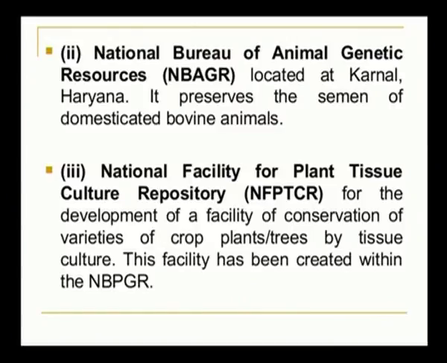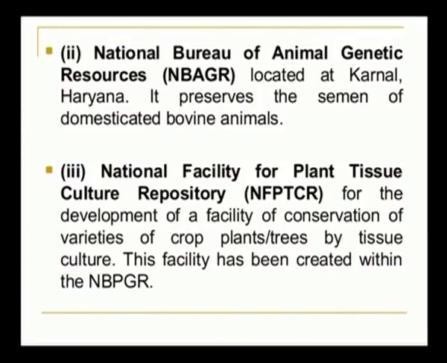Next, you have the National Bureau of Animal Genetic Resources located at Karnal, Haryana. This preserves the semen of certain domesticated bovine animals, especially prized oxen, stallions, and other animals. National Facility for Plant Tissue Culture Repository. This is for development of a facility for conservation of varieties of crops or plants by tissue culture.